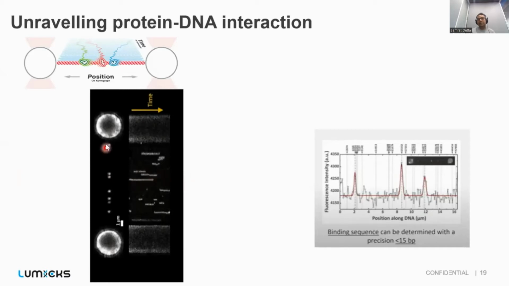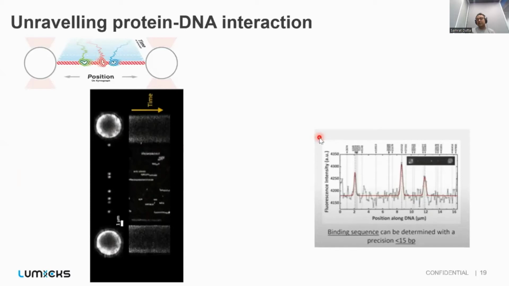But if the protein binds to multiple locations on the DNA, or there are multiple binding sites for the protein, then we can see a smudge. We can see that the fluorescence signal is all across vertically, which means the protein has bound to multiple locations.